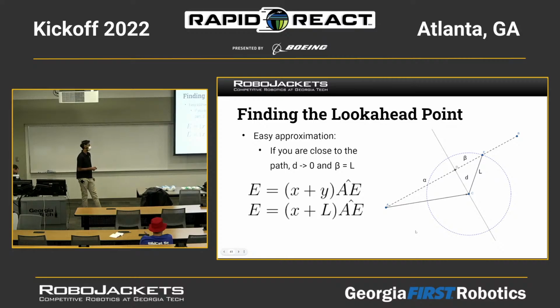And that means that you take the x plus L and you multiply it by the unit vector AE, which is actually the same as the unit vector AB. And there you go. You've found the location of E.